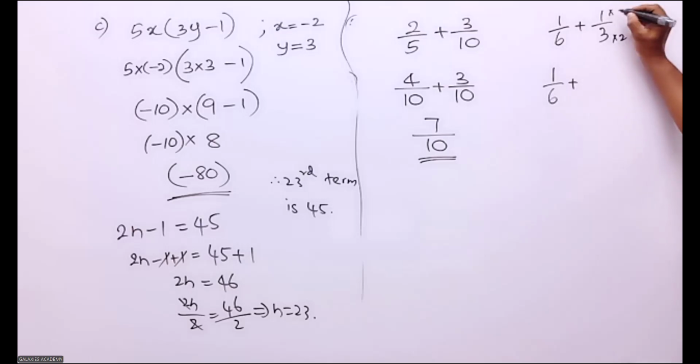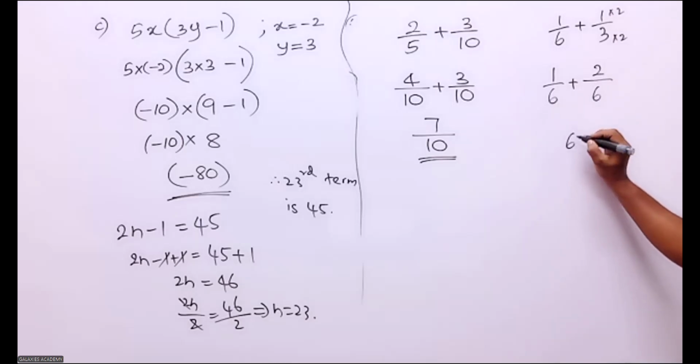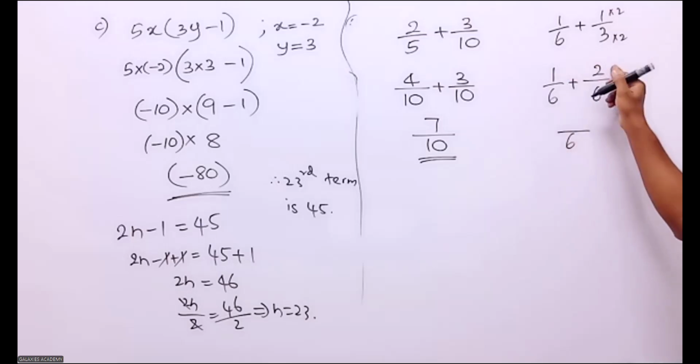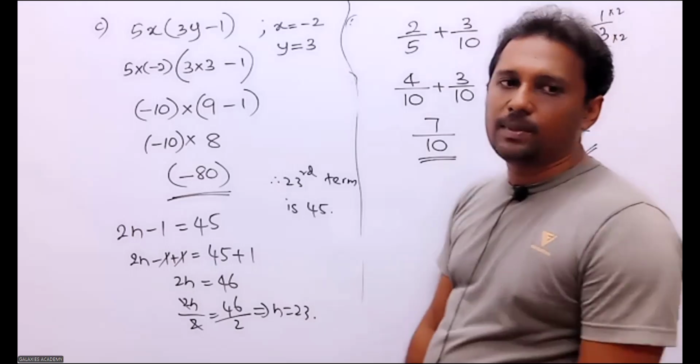Multiply by 2. Both numerator and denominator multiply by 2. Right? Then what is the answer? Equal denominators. Answer denominator 6. 1 plus 2, 3. So what is the answer? 3 over 6.